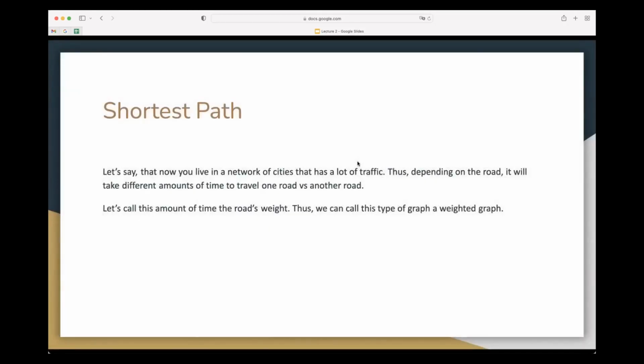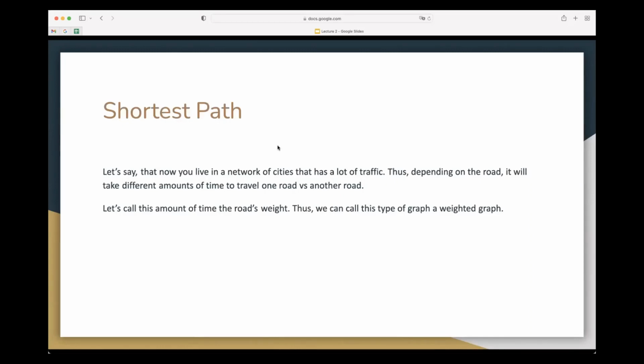Remember last time we used BFS to solve shortest paths, but that's because in our graph, or let's say in our network of cities, each road took the same amount of time to travel. So if you wanted to travel to city B, then you would just need to count the number of roads. Let's say that there's a lot of traffic, and so that means that different roads will take different amounts of time to travel.